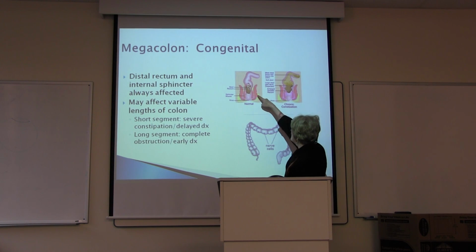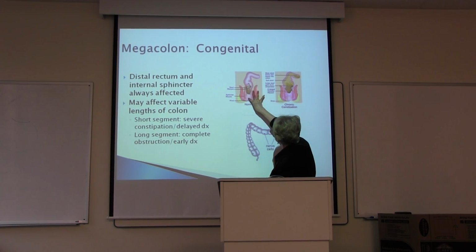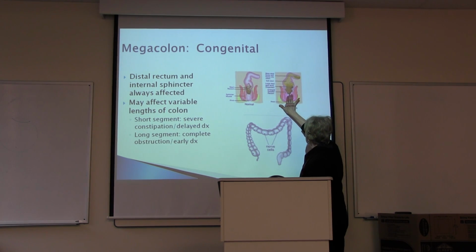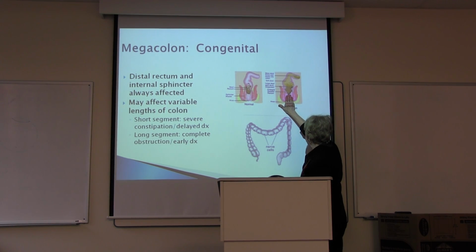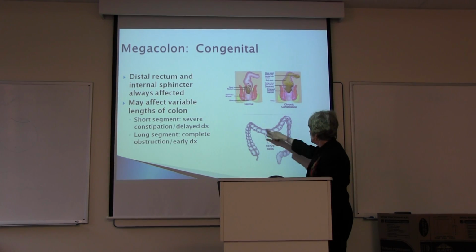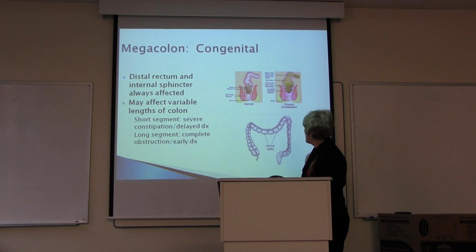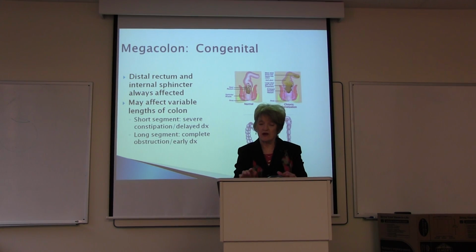So here's normal function. The rectum's distended, internal sphincter opens, stool is passing through. Abnormal function. Rectum's very distended, internal sphincter does not open, and stool is trapped in the rectum. This just shows you again that variable lengths of bowel can be involved in that congenital megacolon.